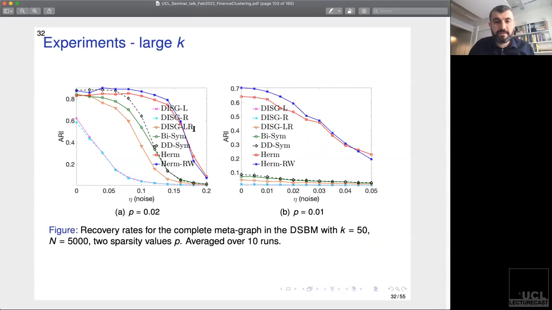The gap in performance between the methods is even bigger when you look at more challenging problems. So this is an ensemble with 50 clusters that is very sparse. Only 1% of the edges exist in the graph, right? But then if you try to recover the clusters, at very low levels of noise, basically all the methods give like 10% rand index, while we can get to 60, 70% rand index.